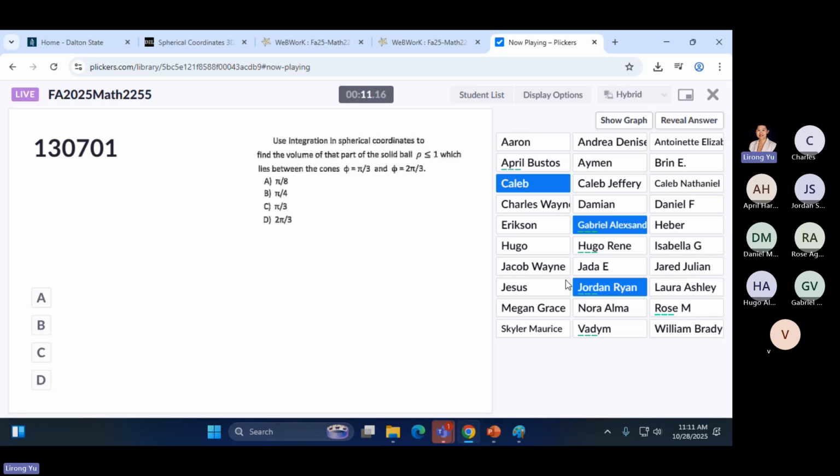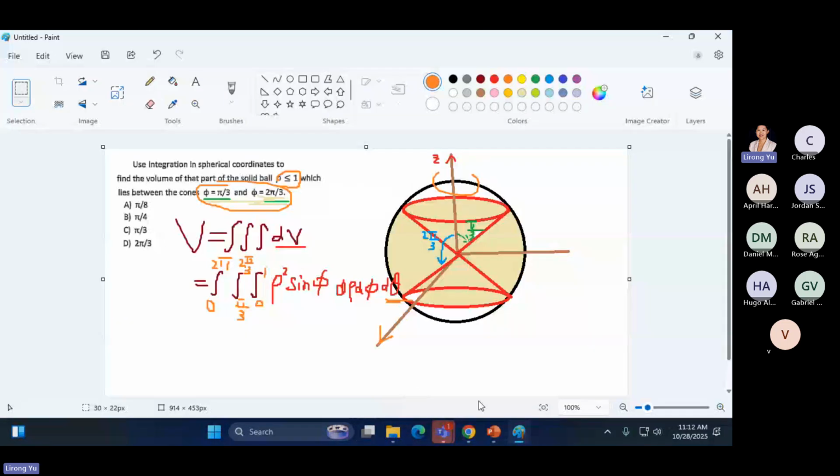I was just gonna say, okay, you need that page. Yeah, I was just gonna look at the calculation. Okay, so.